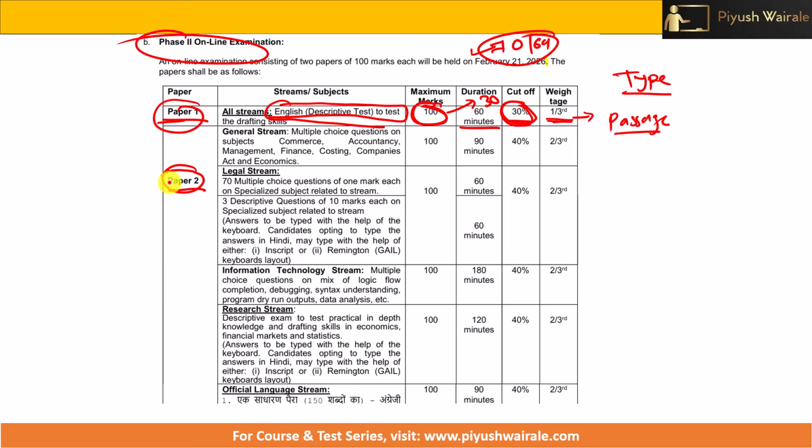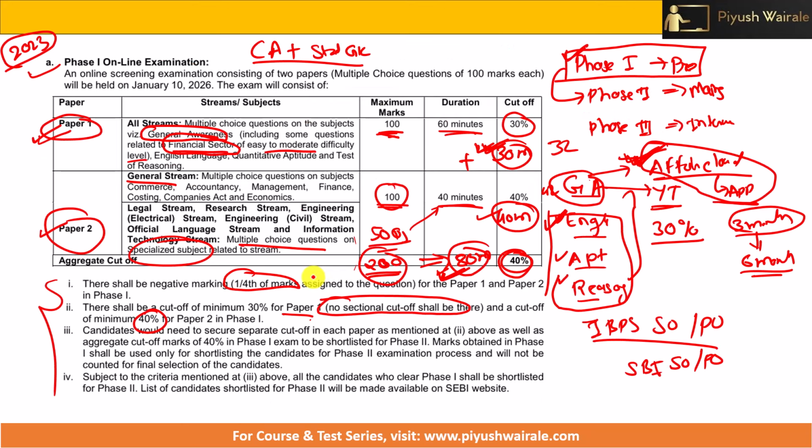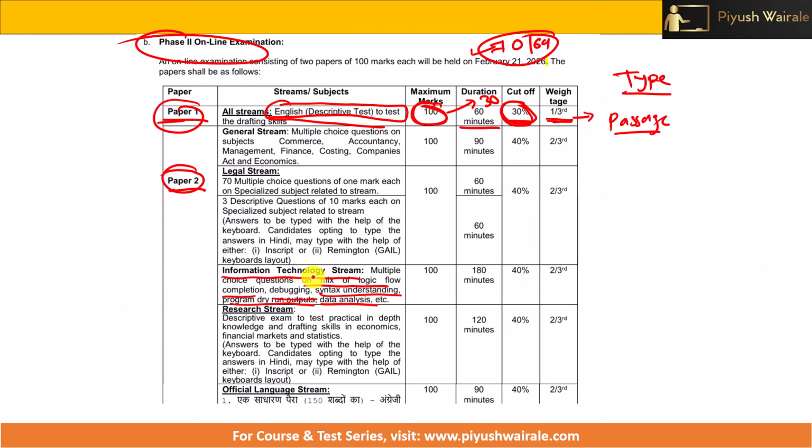What about paper 2? Now in paper 2, we can see the IT stream here. It is MCQ questions on a mix of logic flow completion, debugging, syntax understanding, program dry run output, data analysis, etc. Up till now, whatever we have discussed is similar to the previous year exam pattern as well as syllabus. But this year they have just put MCQ questions.